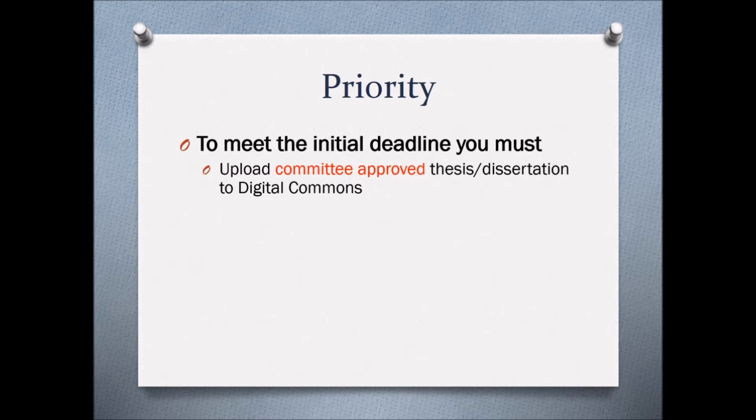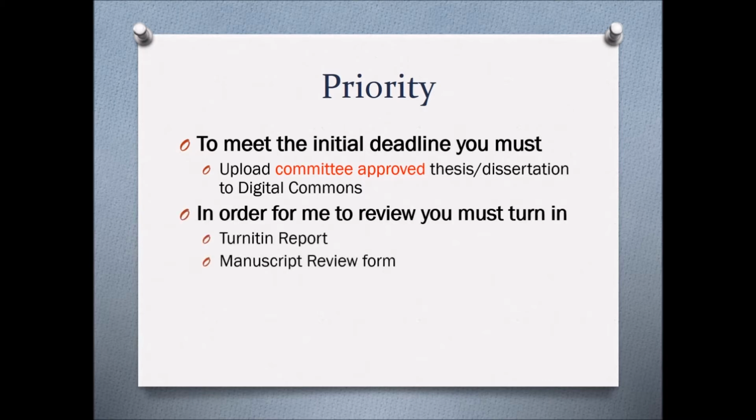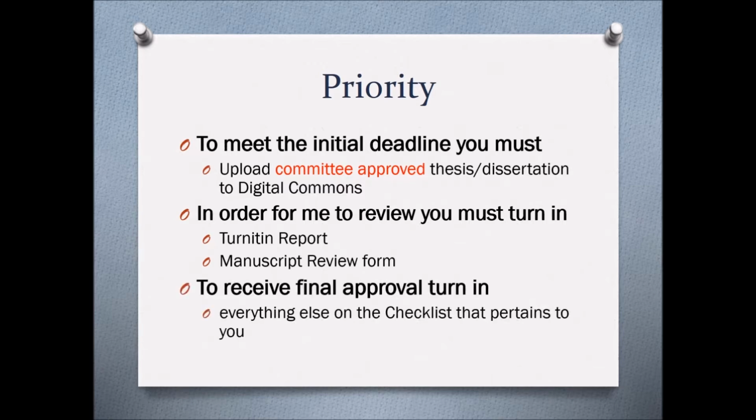If you're not working within a deadline period, you can do anything on the checklist of requirements in any order, and I will be checking them off as I go. Either way, in order for me to review your thesis or dissertation, first of all, it needs to be uploaded, but I must have your Turnitin report and your manuscript review form. To receive final approval, after we go through the edit and review process, I must have everything else on the checklist turned in that pertains to you. So that's your order of priority.